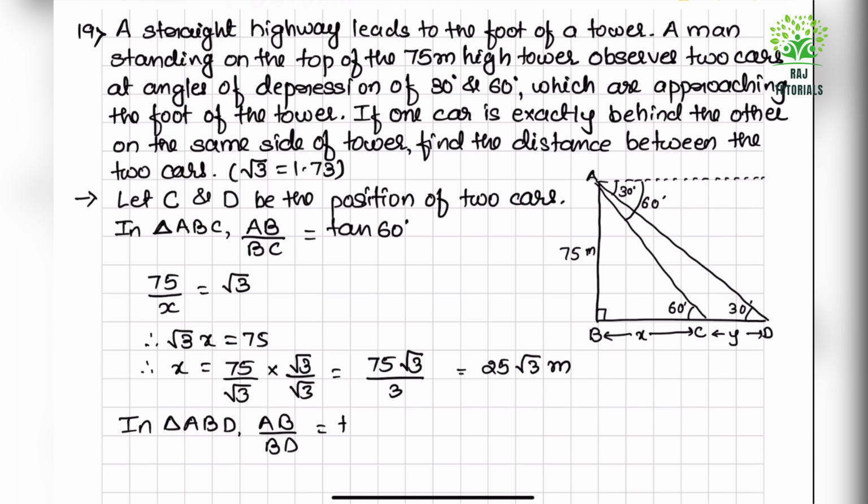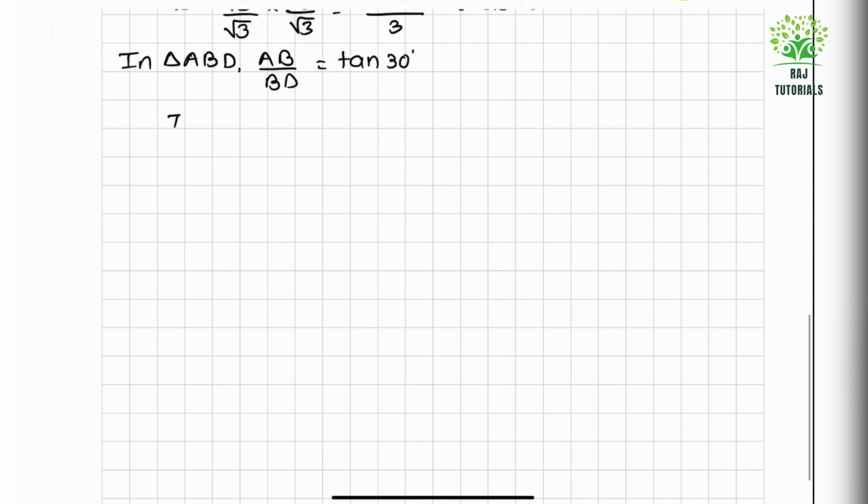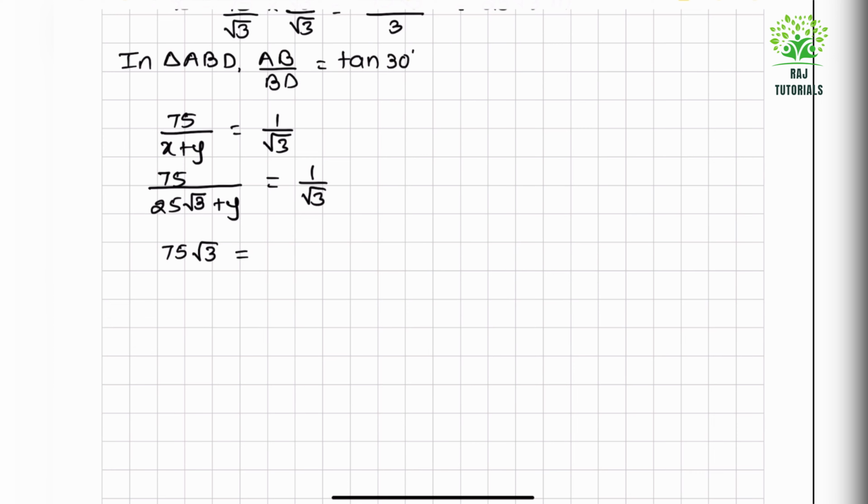In triangle ABD, AB upon BD equal to tan 30. So now here it is 75 by x plus y equal to 1 by root 3. So 75 upon 25 root 3, because x I have got above as 25 root 3, plus y equal to 1 by root 3.